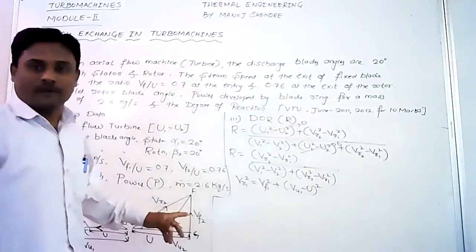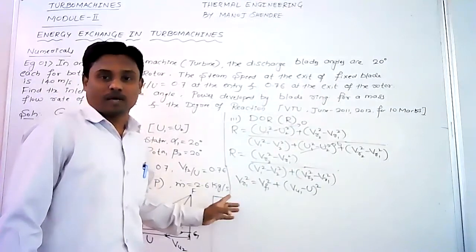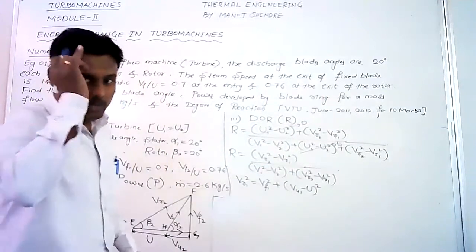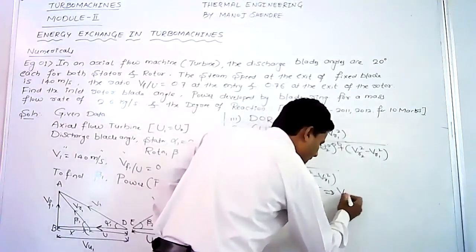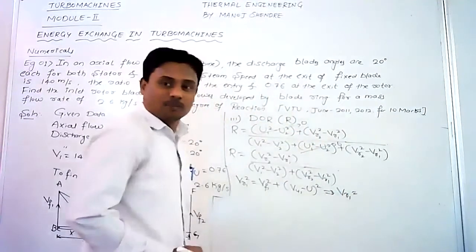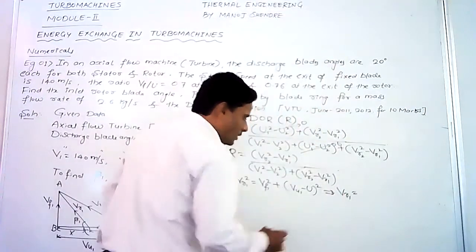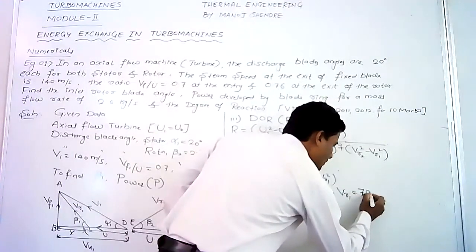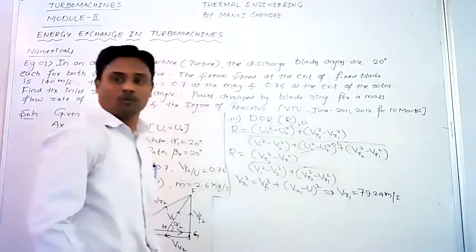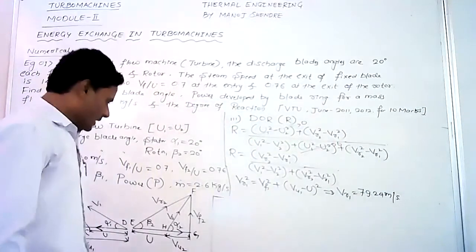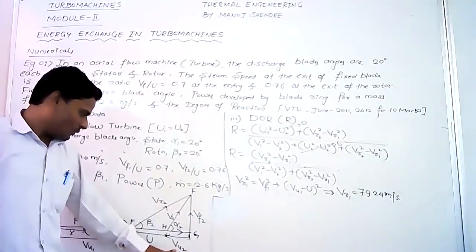So substitute all the values and take the square root, because we have VR1 square. You will get the value of VR1. After substitution and simplification, the expected answer for VR1 is 79.24 meter per second.